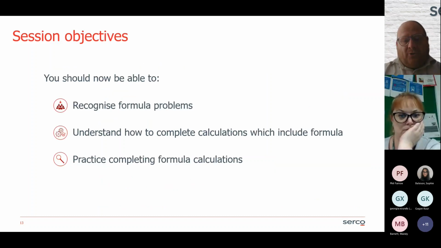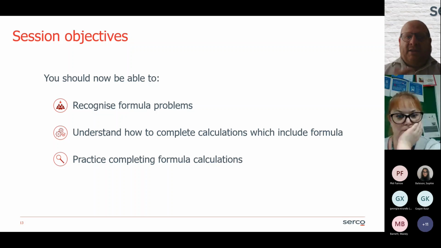So hopefully in a very short session, we've gone through what we mean by formula problems. I mentioned the word algebra and equations and other scary words, but all we're talking about is where we're using words, or more commonly letters, to replace numbers and calculations. So when we see letters, we'll do that.